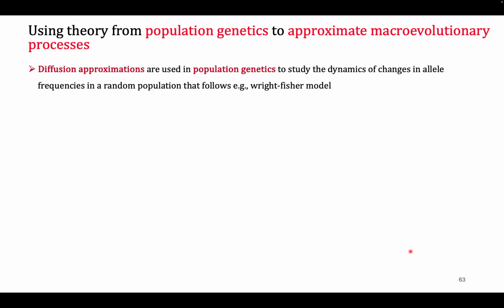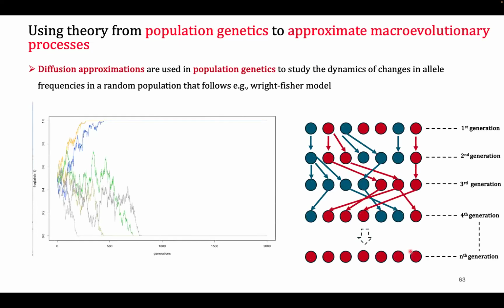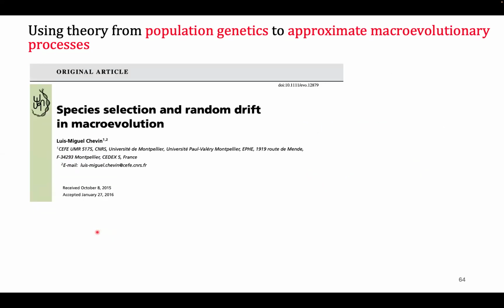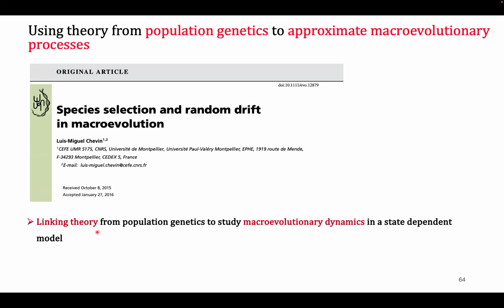Diffusion approximation is commonly used in population genetics to model how allele frequencies change in a random population. So say I have a Wright-Fisher model, this model from population genetics without mutations. You have two different allele types, and you consider discrete non-overlapping generations, and you basically want to find, say, the expected waiting time for one of these allele types to become fixed in your random population. So this paper here links this theory from population genetics to study the macroevolutionary dynamics in the state-dependent model that I covered earlier.